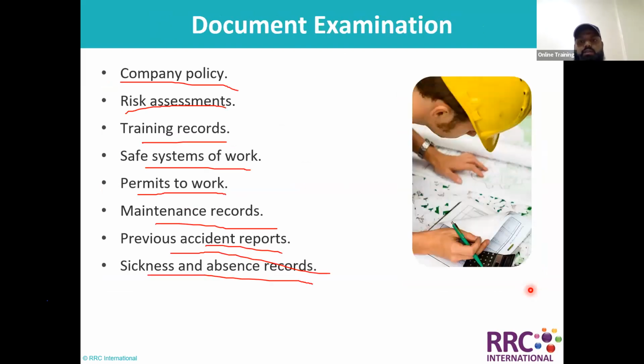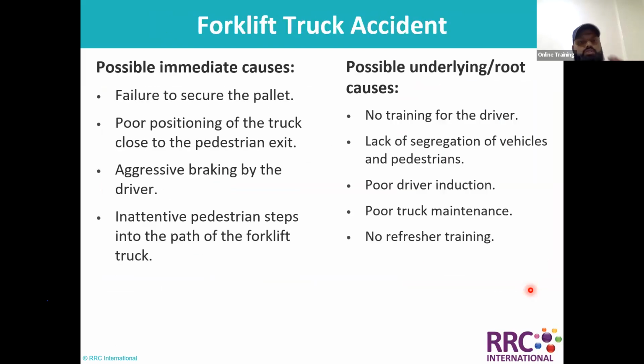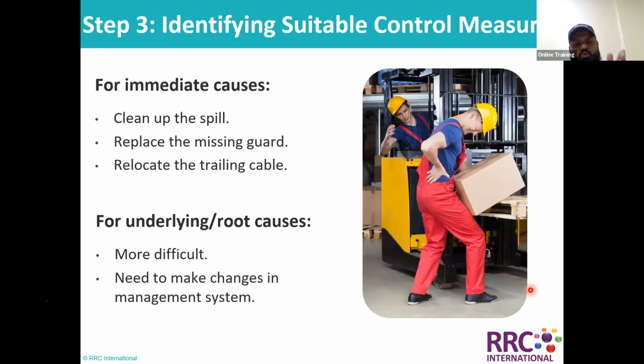In analyzing the information, we learned that we are going to identify the immediate causes and root causes. Based on these two causes, we had one example, and we are going to identify the suitable control measures for immediate causes or for underlying or root causes. Both kinds of causes need to be controlled, and control measures should be taken as early as possible.